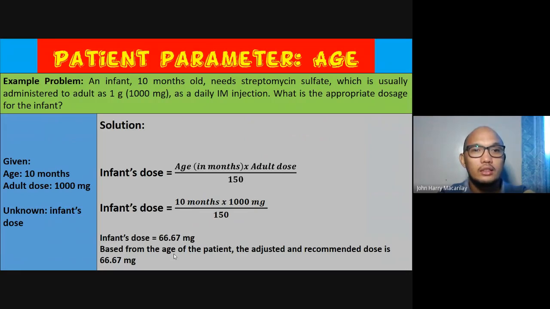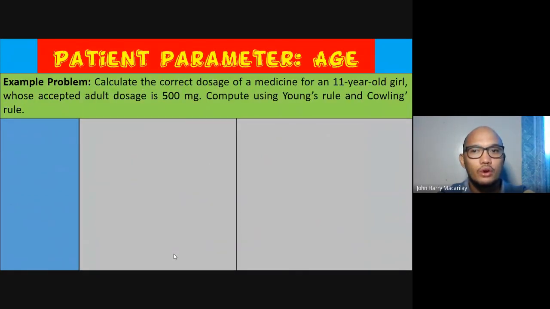Next problem: calculate the correct dosage of a medicine for an 11-year-old girl whose accepted adult dosage is 500 milligrams. Compute the dose using Young's rule and Cowling's rule. We will compare the dose that we compute for each formula. Again, for the first step, we always have to write the given. Determine the given and identify also the unknown. For the given, the age of the patient is 11 years old, and the adult dose is 500 milligrams.